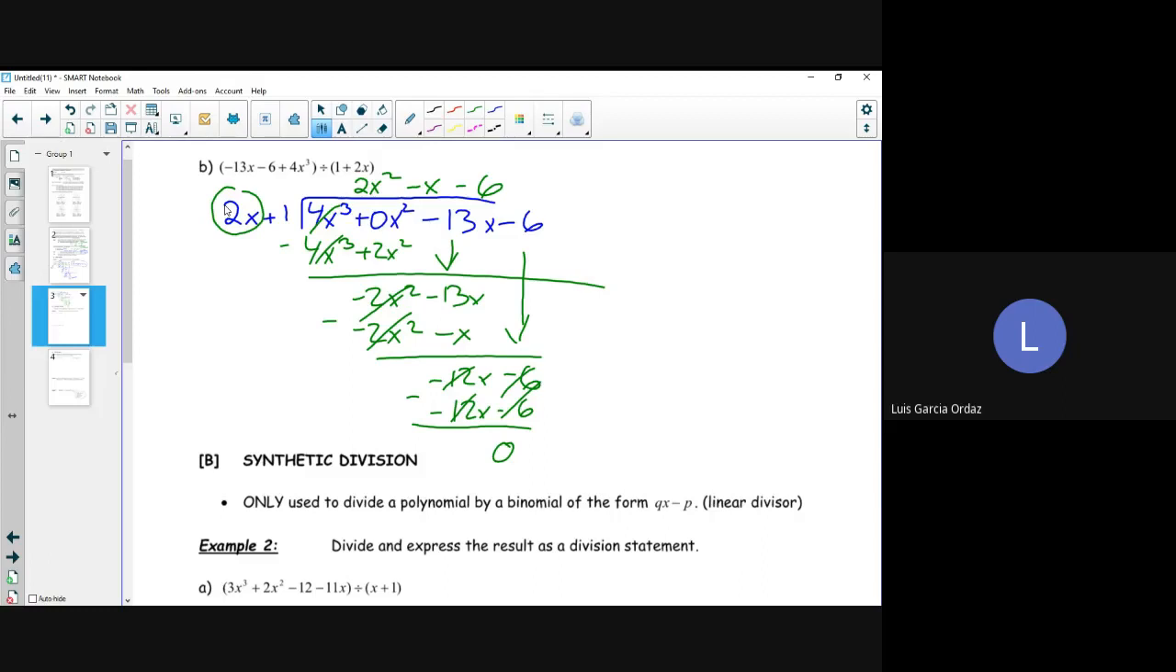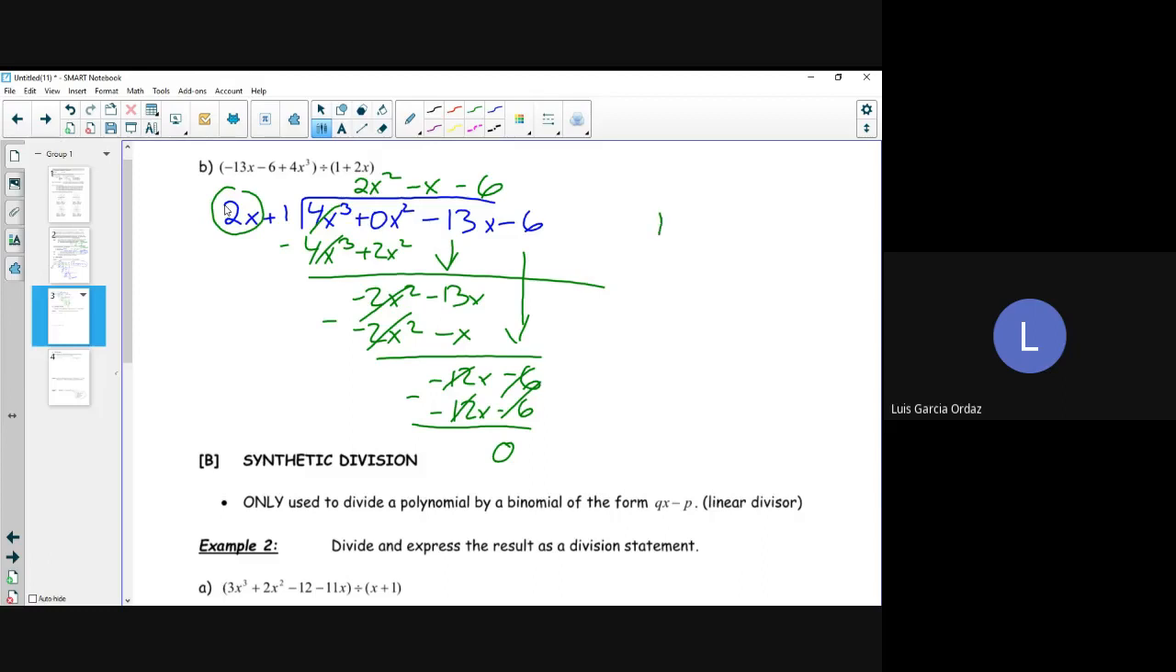Do we also have to put the 0x squared in the dividend? Mm-hmm. Just because of that placeholder, right? Because if we didn't, we would have negative 13x minus positive 2x squared. No, I mean like in the division statement. Oh, no. Okay. You don't need the 0x squared. Yeah, I was going to ask the same thing. So for the division statement, we include the zero remainder? No. If it's a zero remainder, you don't include it at all.